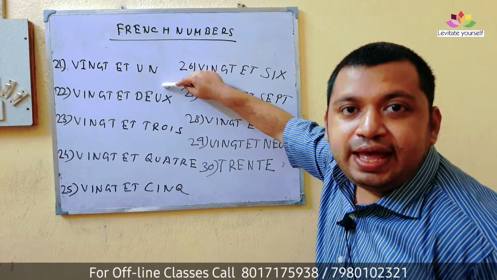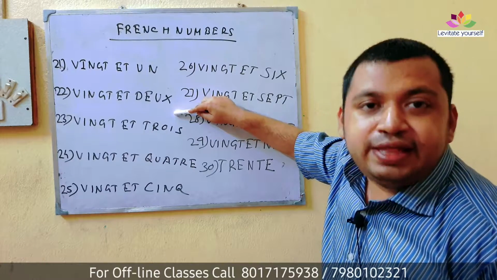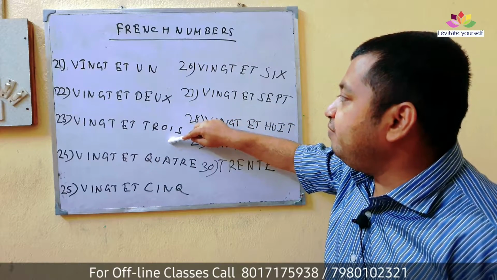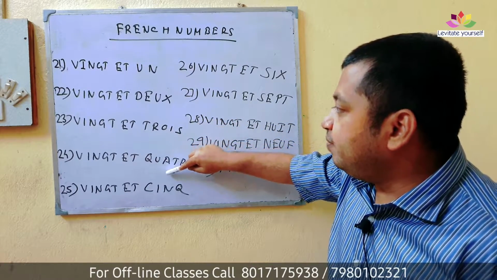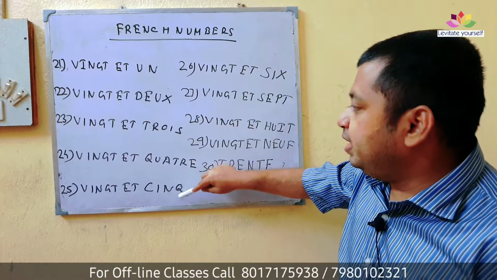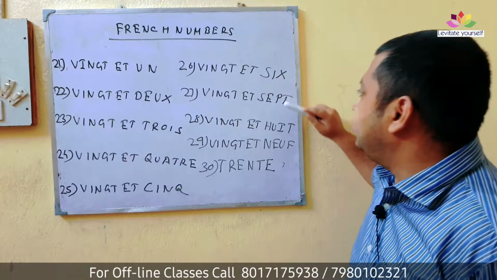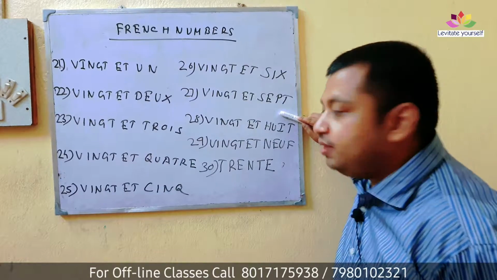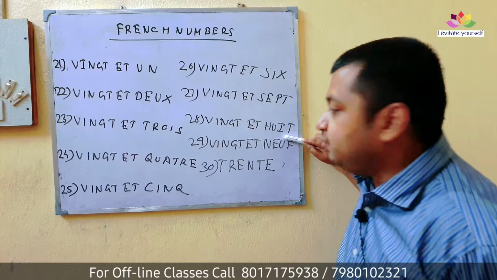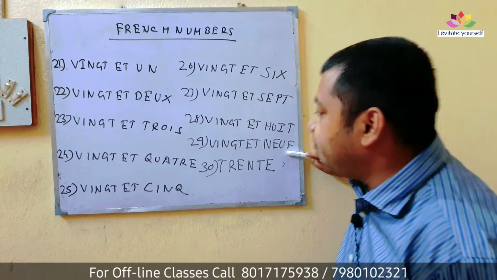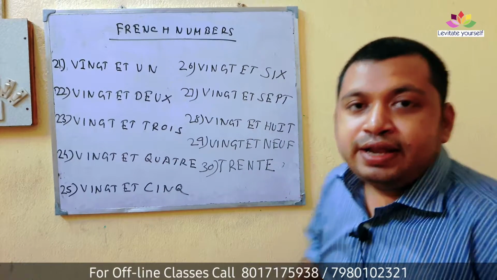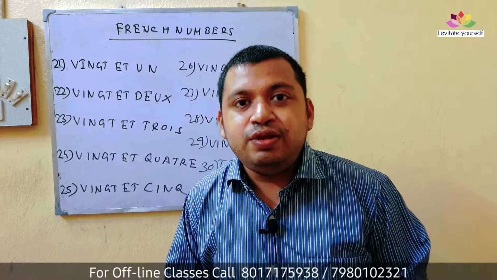Number 21 vingt et un. Number 22 vingt-deux. Number 23 vingt-trois. Number 24 vingt-quatre. Number 25 vingt-cinq. Number 26 vingt-six. Number 27 vingt-sept. Number 28 vingt-huit. Number 29 vingt-neuf. 30 trente. Now next we will learn from number 31 to number 40.